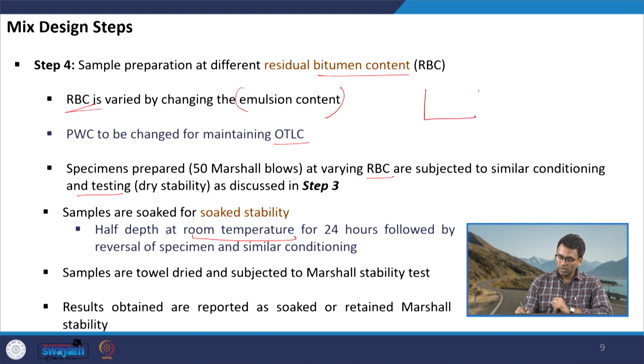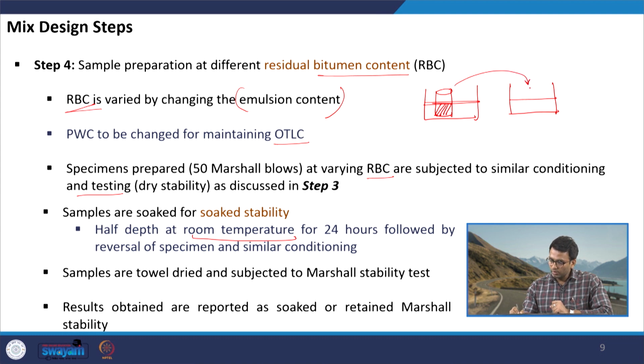So, I will first take the beaker filled with water to a level such that half of the cylindrical specimen can be submerged in it. So, first I will condition the half part of the sample for 24 hours. Then what I will do, I will reverse this sample, and then I will condition again the other half for 24 hours. So, this is this half now, alright. So, I will condition the other half for 24 hours, and after this conditioning is done, I will just take out the sample, dry it using a towel, and then perform a Marshall stability test on it, and this result will be denoted or termed as soaked Marshall stability.